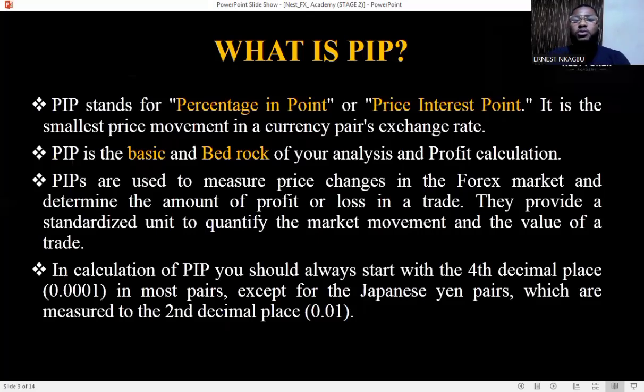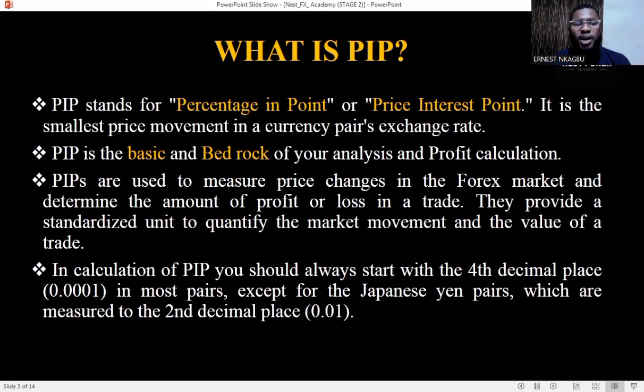So I'm going to be talking about what is PIPs. In forex trading, PIPs is the basic and the bedrock of your analysis and your profit calculation. If you want to calculate your profit or your loss in forex trading, what you are actually calculating is PIP. You understand? So PIP stands for percentage in points, or you call it price interest points.